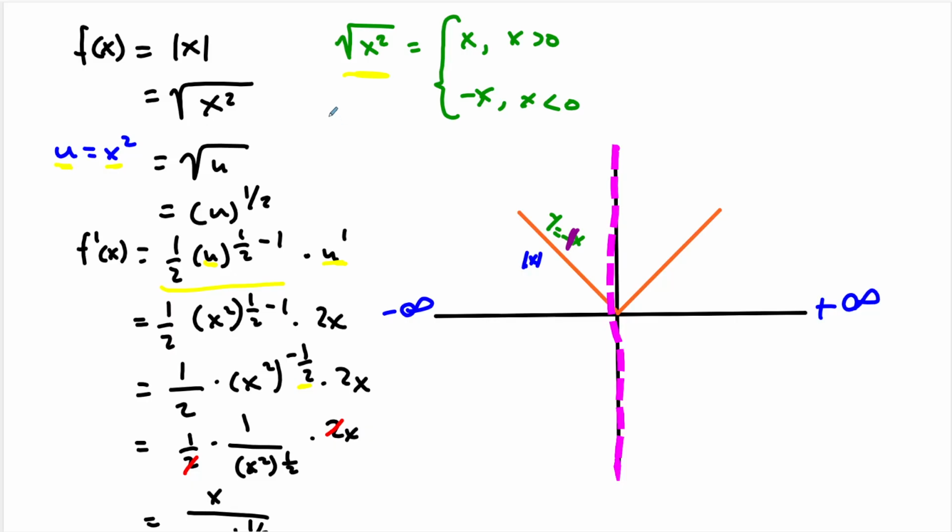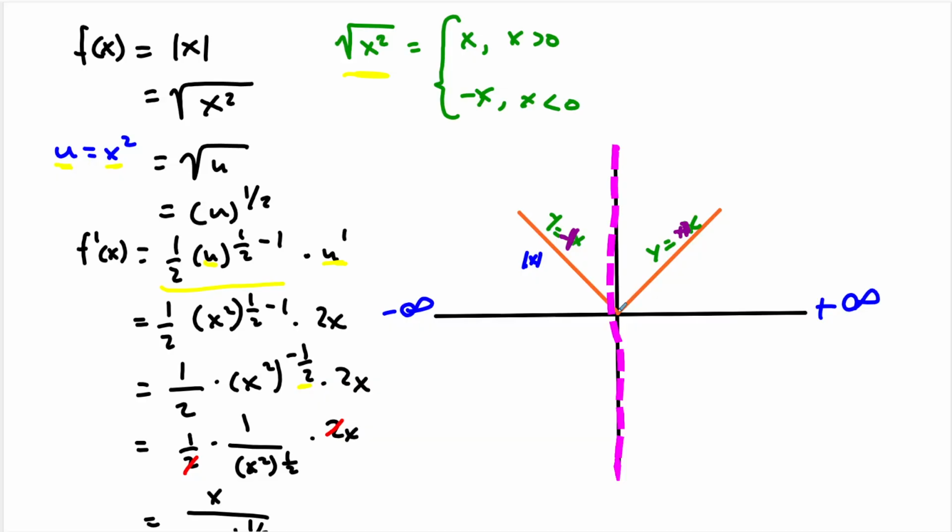Remember that. And then of course here on the right side, approaching positive infinity, this is y equals x. The slope here is positive 1, and on the left side, the slope is negative 1.